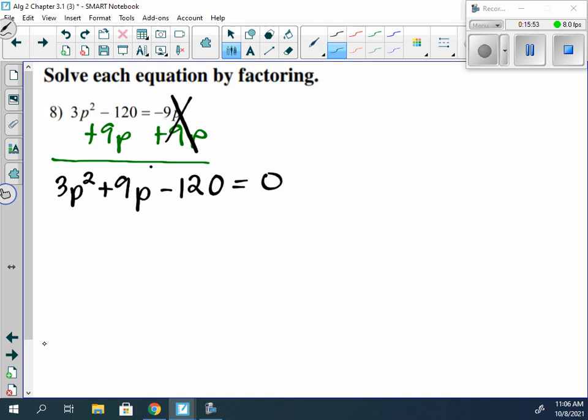What can we do next? We need this equal to 0. So we have it set up in the form we need. Greatest common factor. Now, the greatest common factor we used last time was 4, right? Did we do anything with the 4 at the end? No. So I could factor it out, or I can divide every single term by 3.